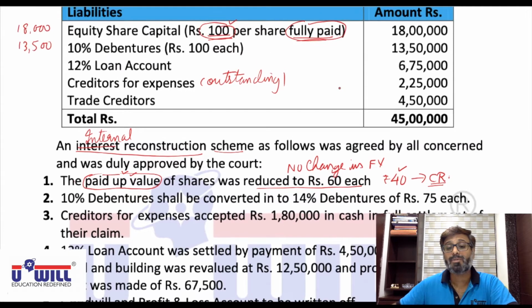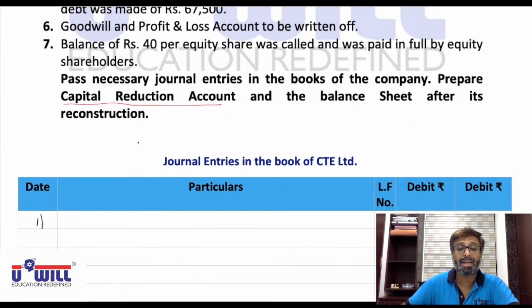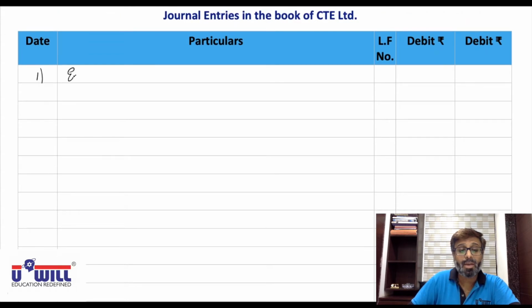But paid up value means from 100 paid up, now they are reducing to 60 partly paid up. 40 rupees company can again call from them in future. There is no change in face value, so directly 40 rupees into 18,000 what they are sacrificing will be transferred to capital reduction.